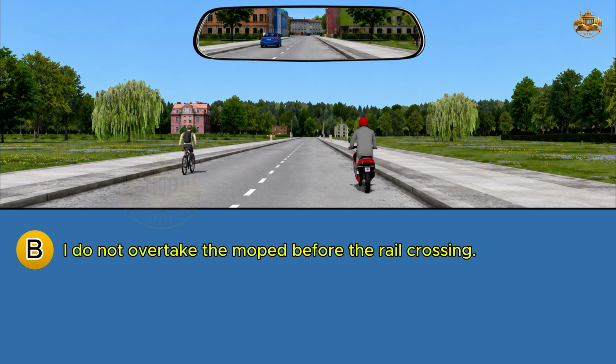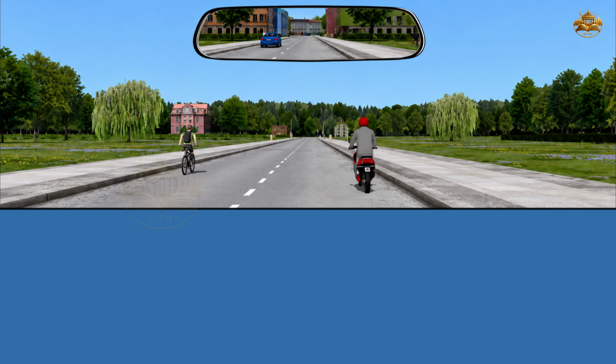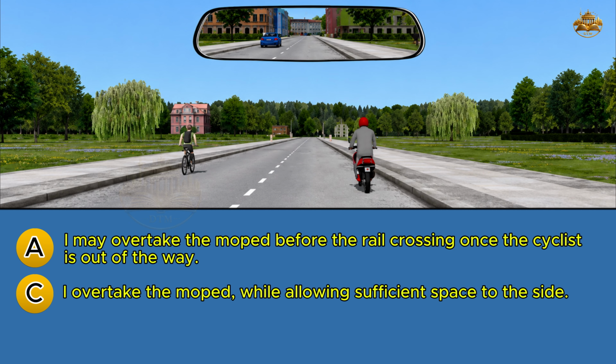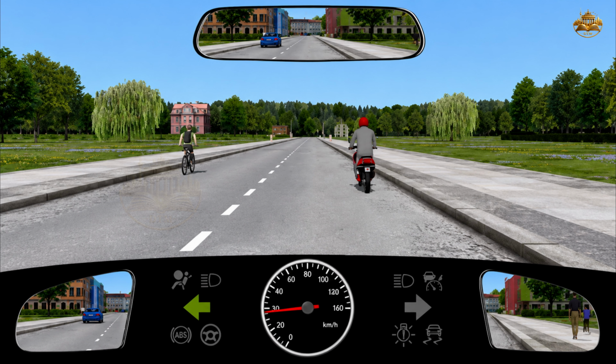Why? Answer B is correct because the moped is ahead of me and we are approaching a rail crossing. I should not overtake the moped before the crossing. I remain behind it and wait until it is safe and permitted to overtake. Answer A is incorrect because the cyclist being out of the way does not make overtaking before the rail crossing safe. Answer C is incorrect for the same reason. Even with sufficient side clearance, I should not overtake the moped before the rail crossing. Remember, when approaching a rail crossing, avoid overtaking and stay behind the vehicle in front until you have safely passed the crossing.